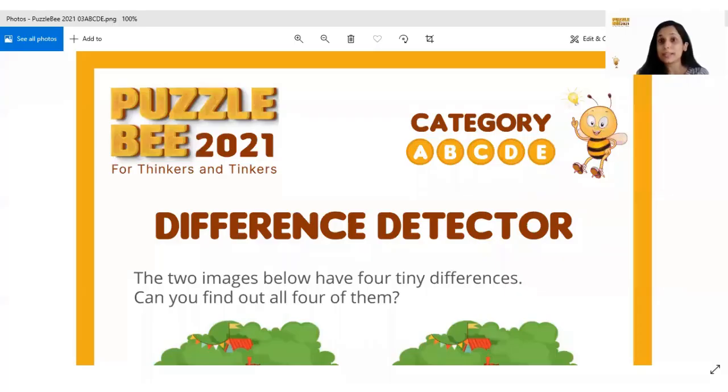Okay, here we go. There was a puzzle called difference detector, and it was common for all 5 categories. Unlike all the other puzzles which were different for different categories, this one was common across all categories. The reason is that it is all about observation, so it is probably equally hard or equally easy for any age group. In fact, I may even say it's perhaps easier for the younger age groups. That's the reason why this was common for all 5 categories. Now let's take a look at the image and see what these 4 differences were.